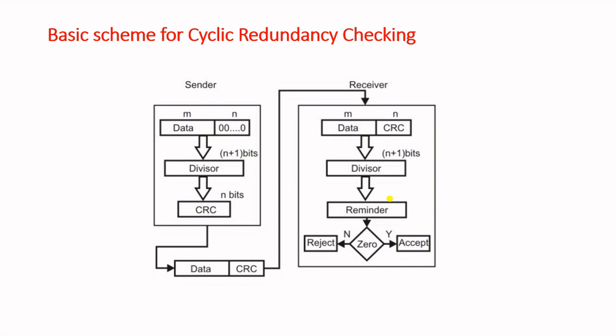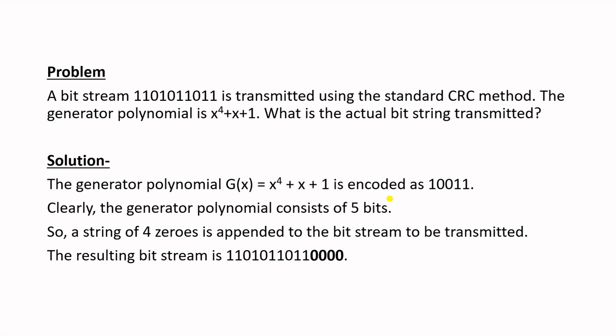In this diagram it is shown how it works, how many bits are required to represent the data and how many bits are required for the redundant bits, and finally the CRC is generated. Now we will see the examples of the CRC with the help of a problem.